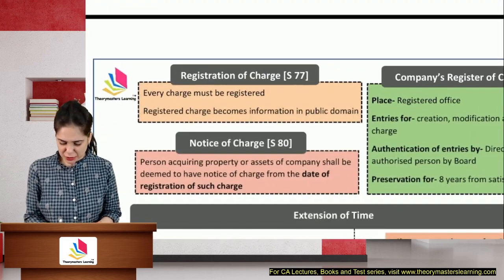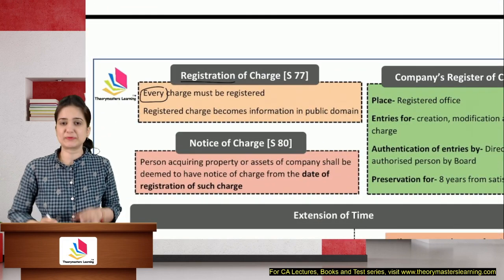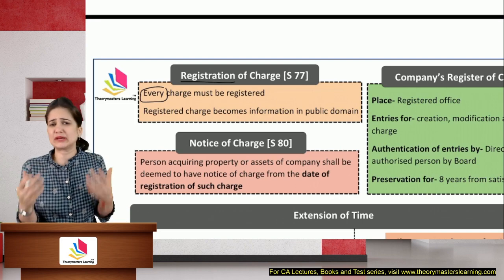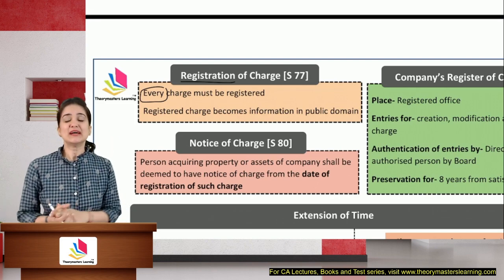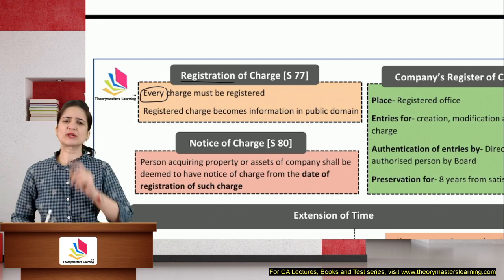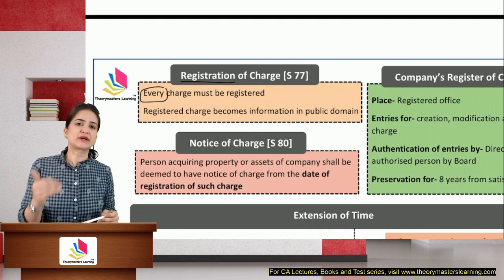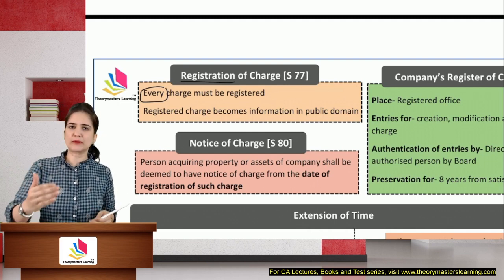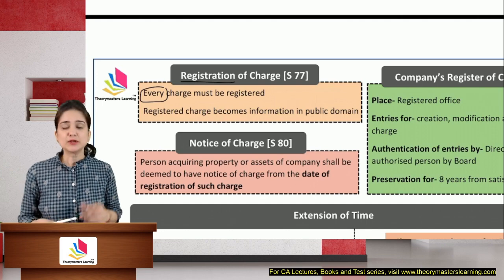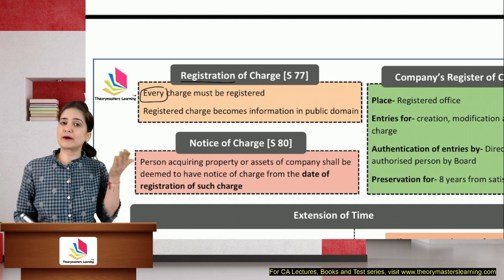Next, we have registration of charge. Law says that every charge must be registered, whether it is made on movable property, immovable, it may be a pledge. Every charge must be registered. Now, what is the logic behind this? Let's say that you are a creditor and you have agreed to give loan to the company against security of an asset. You ask the company whether the asset has been encumbered previously.